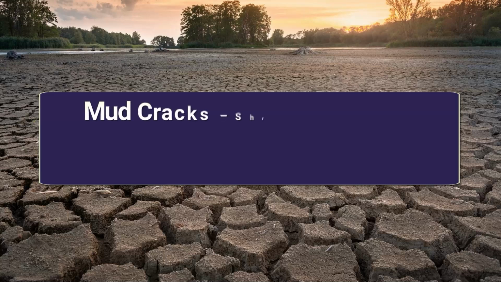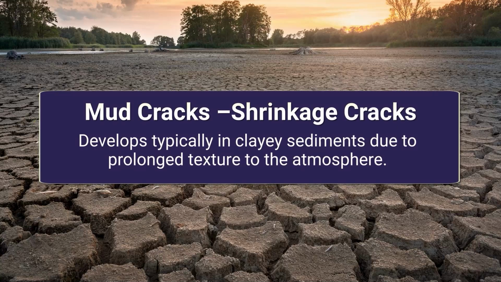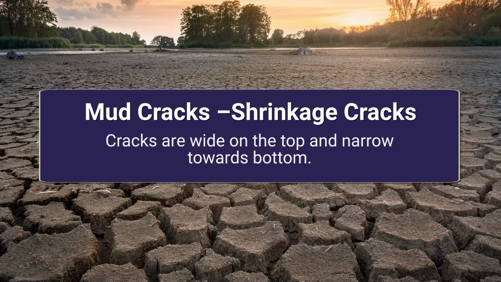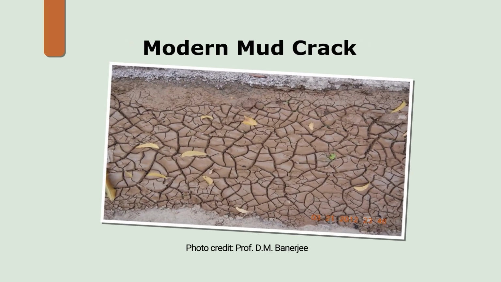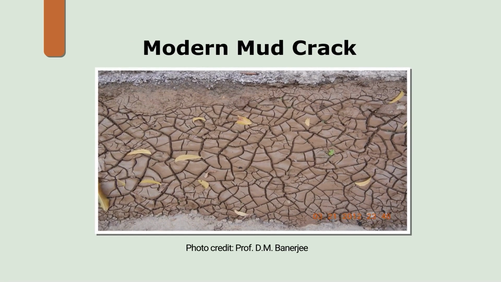Then we come to the mud cracks. These are also called shrinkage cracks. They develop typically in clay sediments due to prolonged exposure to the atmosphere. The cracks are wide on top and narrow towards the bottom. Very commonly, if you go to any park or any riverbed, you find this type of crack. They are just mud, and when the sun starts falling onto them, they start cracking.